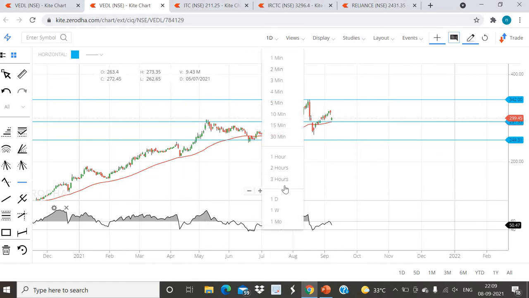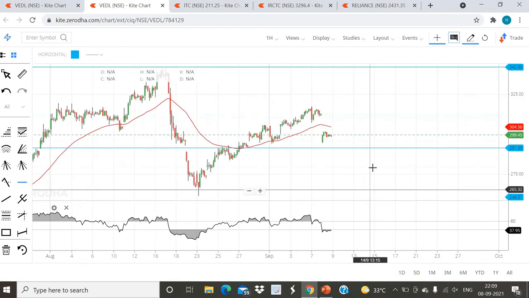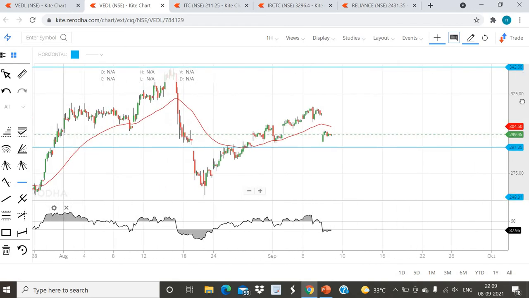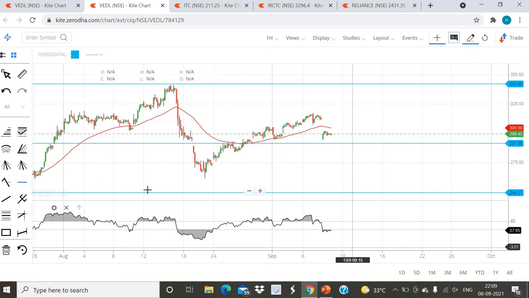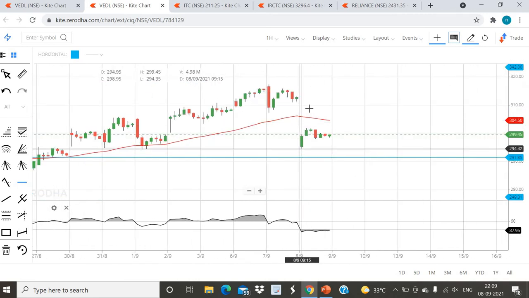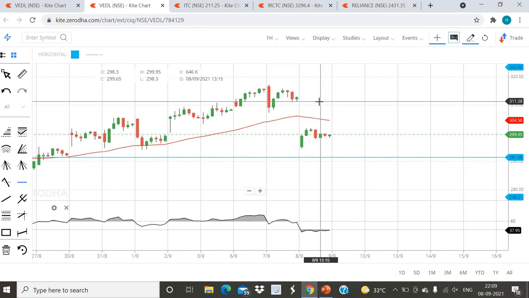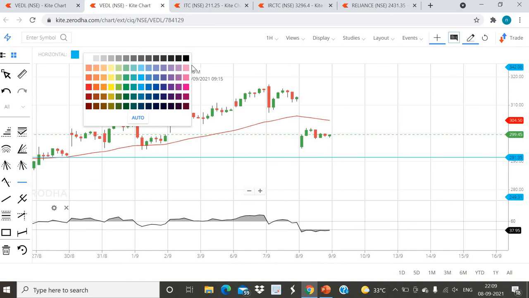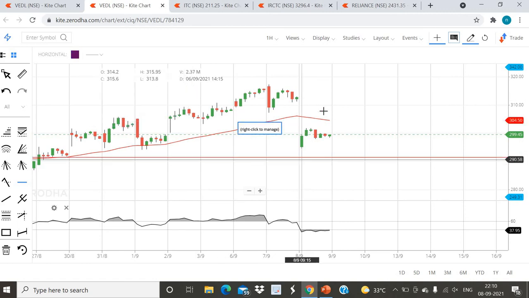Now let me change it to a hourly time frame in Vedanta. In Vedanta there was a huge drop today. You can see there is a huge gap down. So we need to mark the gap. We change the color. Most of the time the gap will get filled within a day or two. So it's essential that you keep a track of the gaps.